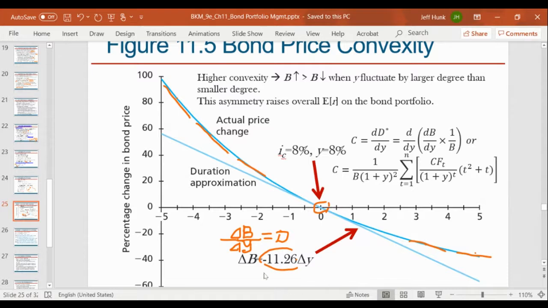In our example, the duration is negative 11.26, and I've been telling you, duration is always negative, because of the inverse relationship. Now, by using duration, this is how you would predict the bond price change: change in interest rate times duration will be the change in bond price.